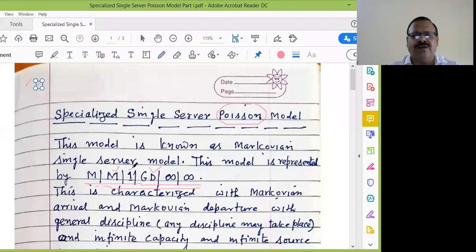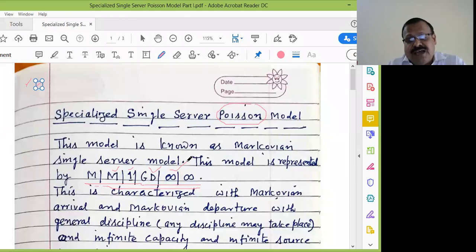And this one is very important here: the infinity is the capacity of the system. Nowadays I take a burning example, that is COVID-19. In this disease, no government is saying that we are not able to treat the patients of COVID.